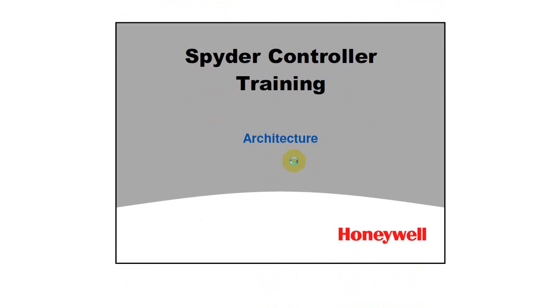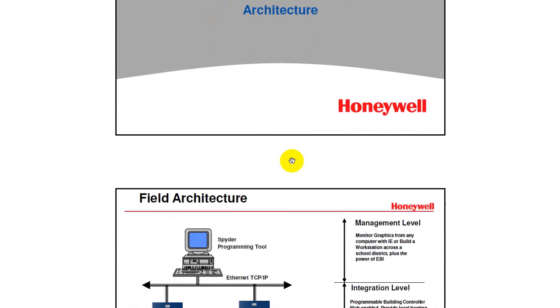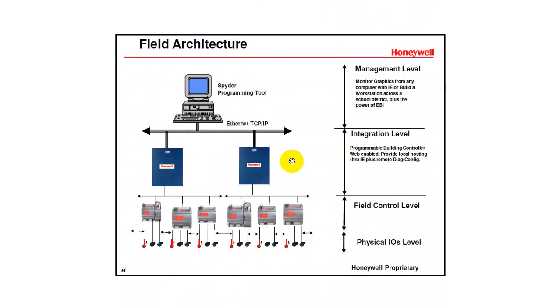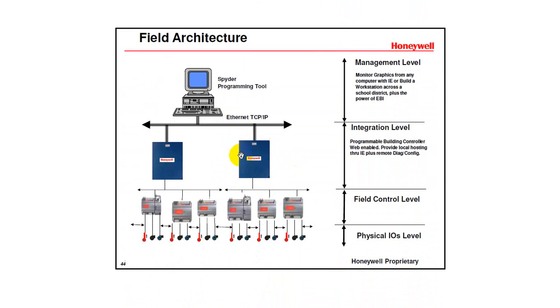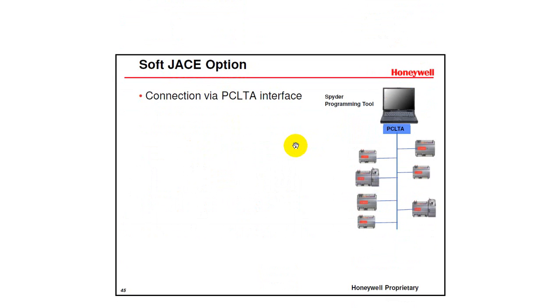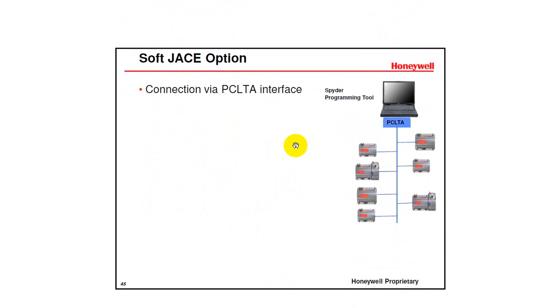Then architecture. This architecture we have already discussed. These are your field controllers. Then you need your integration, where you will be using JACE as an interface. And on the topmost level you will have a supervisor where you are monitoring all your data. So this is the same architecture features.